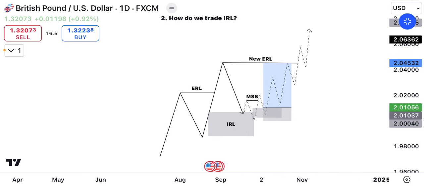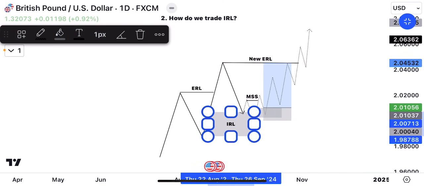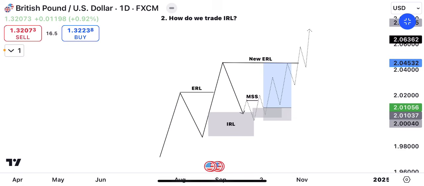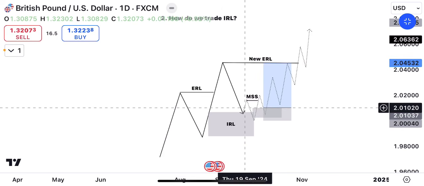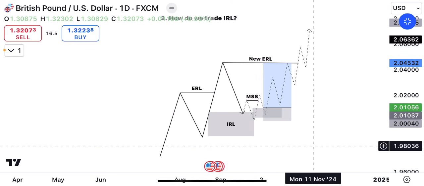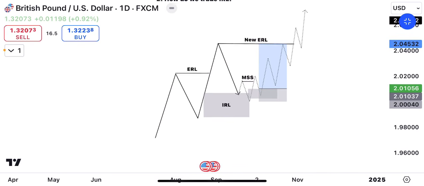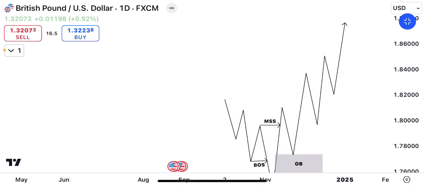How do you trade from the internal range liquidity? Let's say you marked out your what? Your breaker, your order block or your FVG. Once the market taps on the FVG, the market has to do what? It has to create the market structure shift, which is a bullish market structure shift. What is an example of a bullish market structure shift?